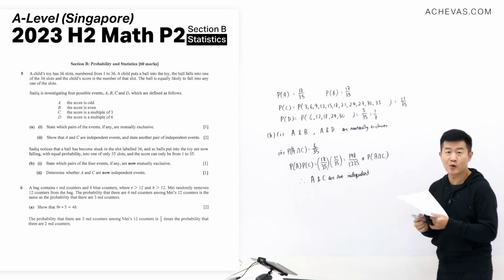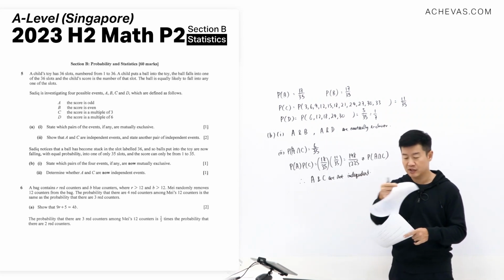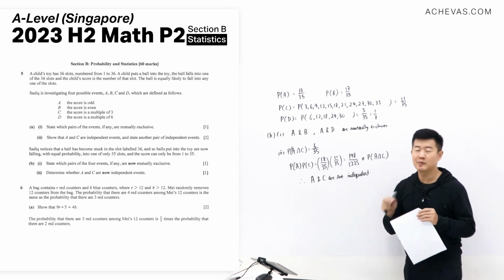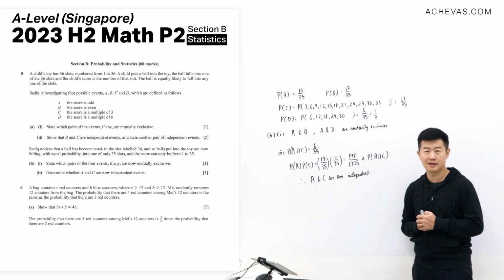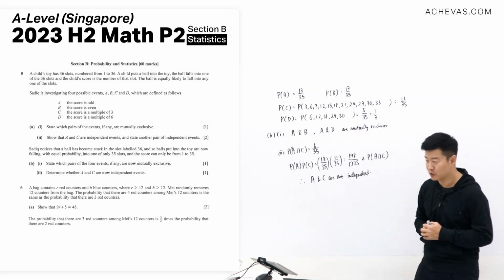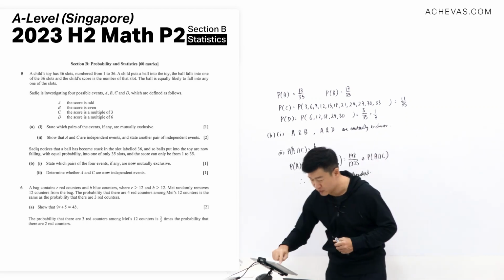Okay, this is for question number 5, our first statistics question that requires a little bit more observation and a bit of trial and testing as compared to normal, but it is still okay. Let's move on to the next question. Let's take a look at question number 6.